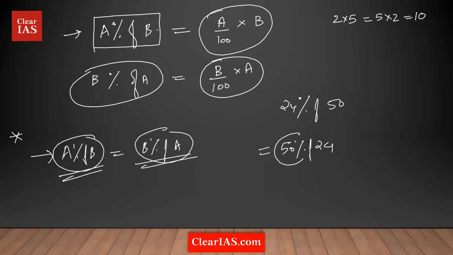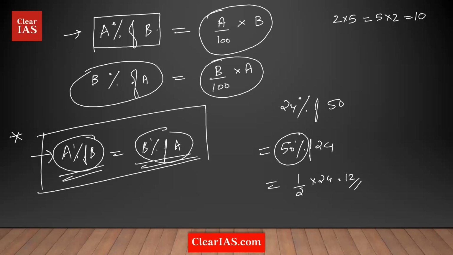So what do you mean by 50%? 50% is half. You already know, right? 50% is half. So your answer is half of 24, that is equal to 12. That is the right answer. So depending on your comfort zone, you have the freedom to flip the numbers. Is all of this clear? You can note it down. A percentage of B is the same as B percentage of A.